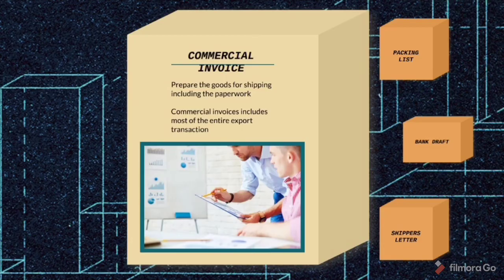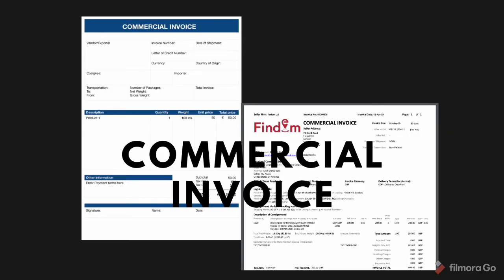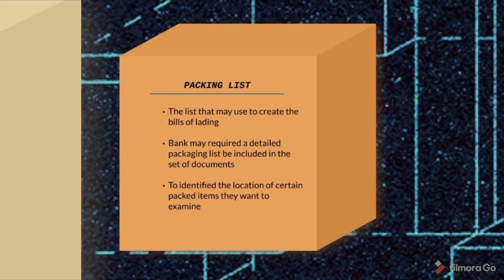Then, once you have sent a proforma invoice to our international prospects and received their order, the seller needs to prepare the goods for shipping, including the paperwork. This invoice is one of the most important parts because it includes most of the details of the entire export transaction from start to finish. Go through to the packing list.